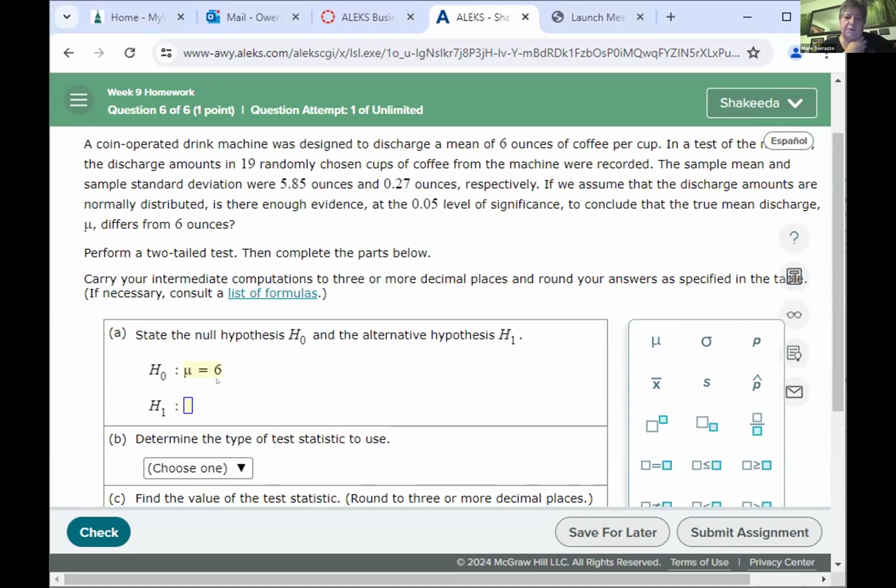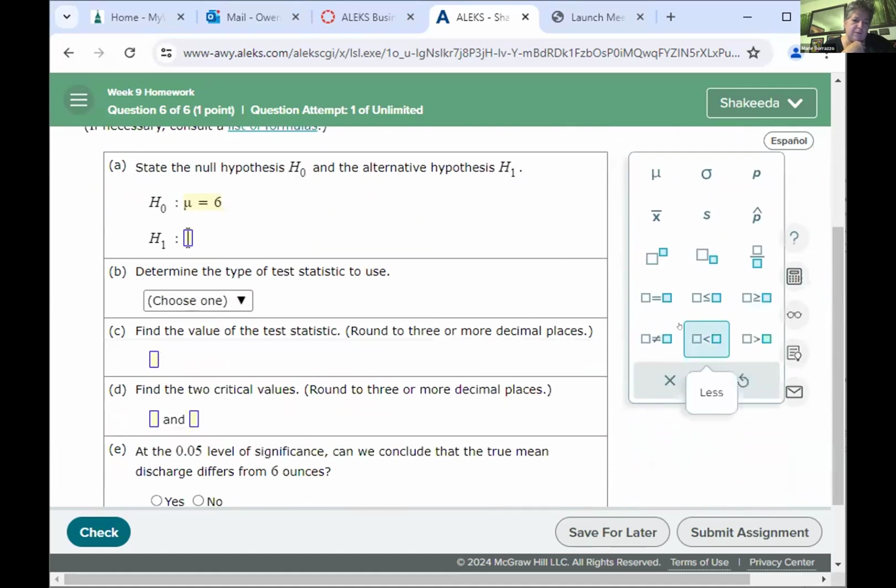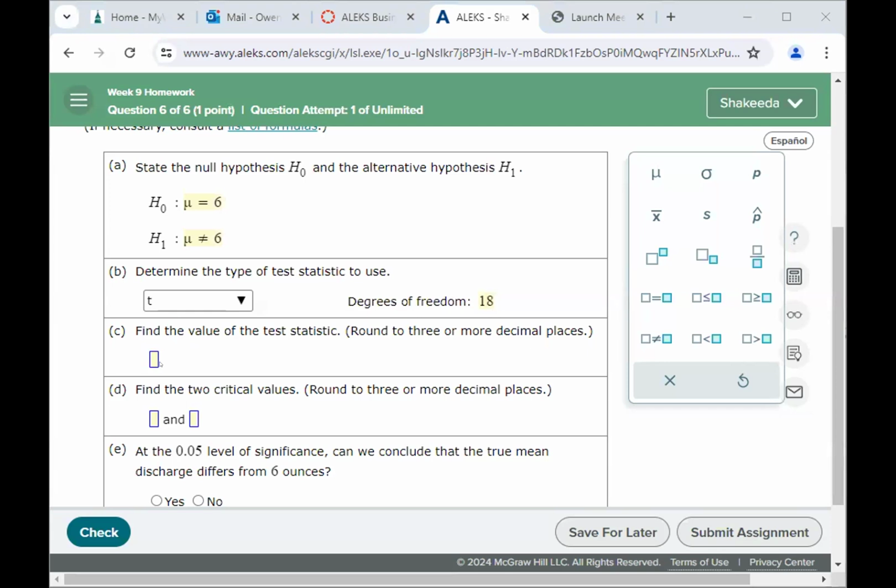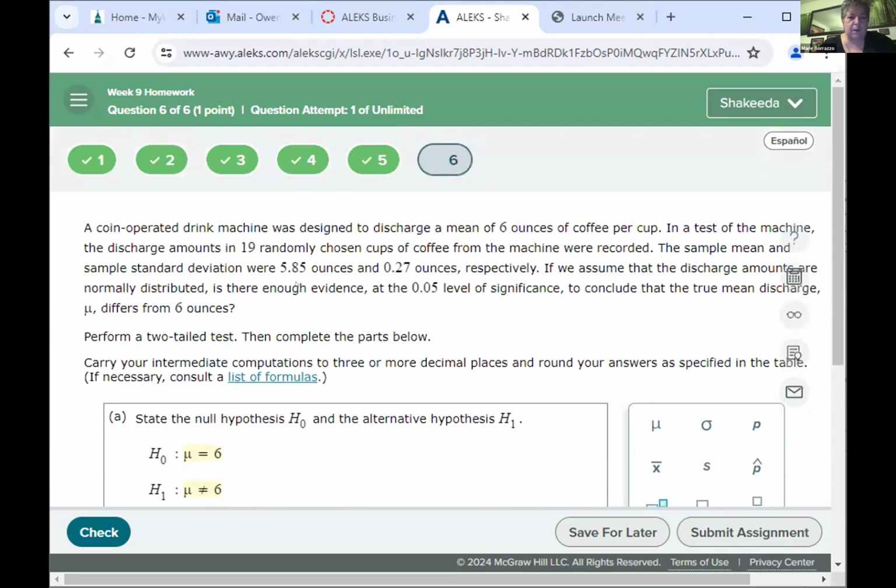Okay, and then mu is not equal to 6. It differs, yes, so it's two-tailed. Okay, the t with degrees of freedom being 18. The test statistic is negative 2.42. What's your sample mean? My sample mean I have 5.85. Okay, and your standard deviation? 0.27.